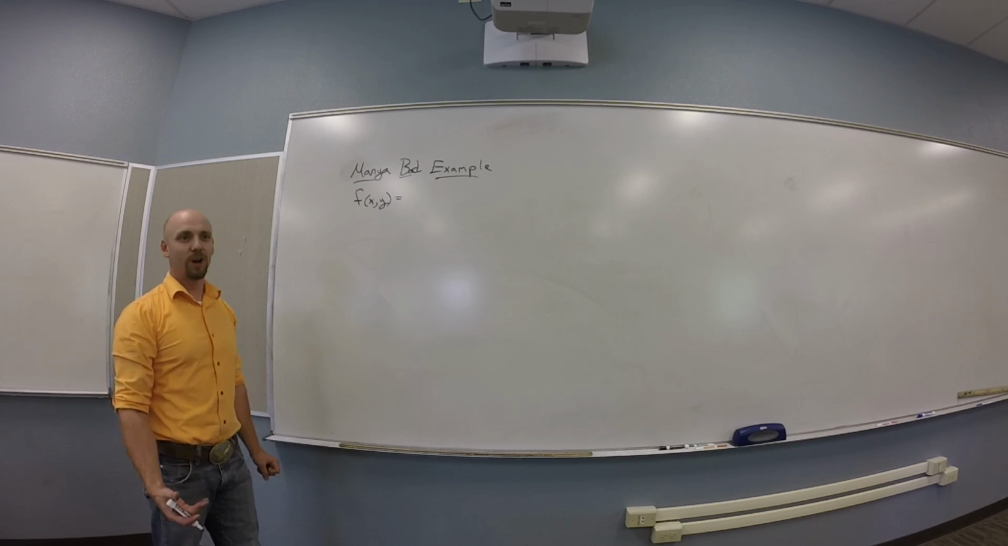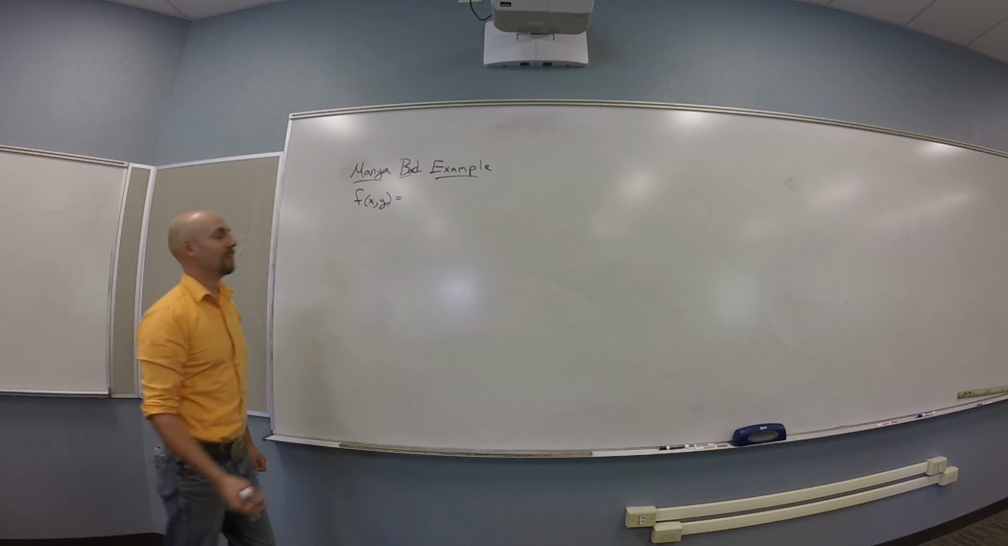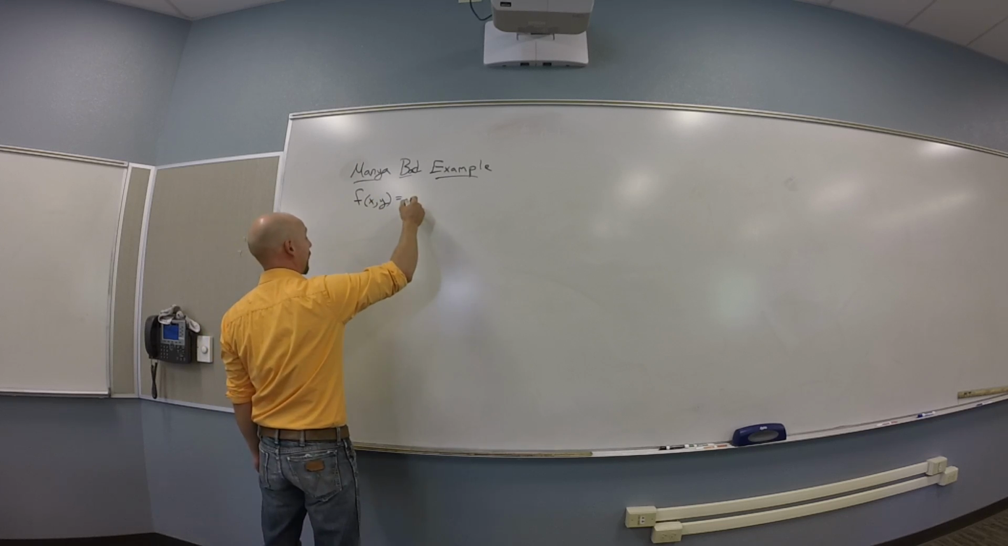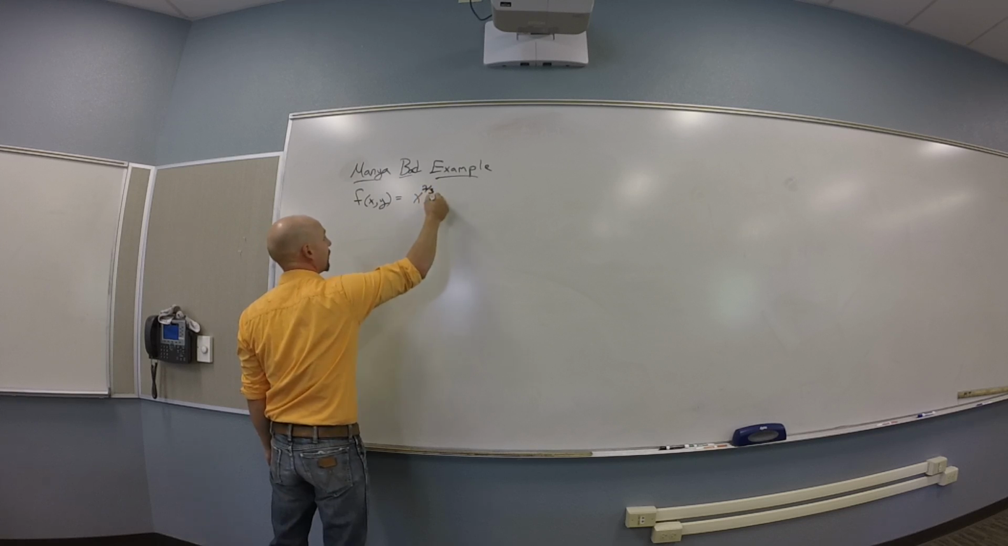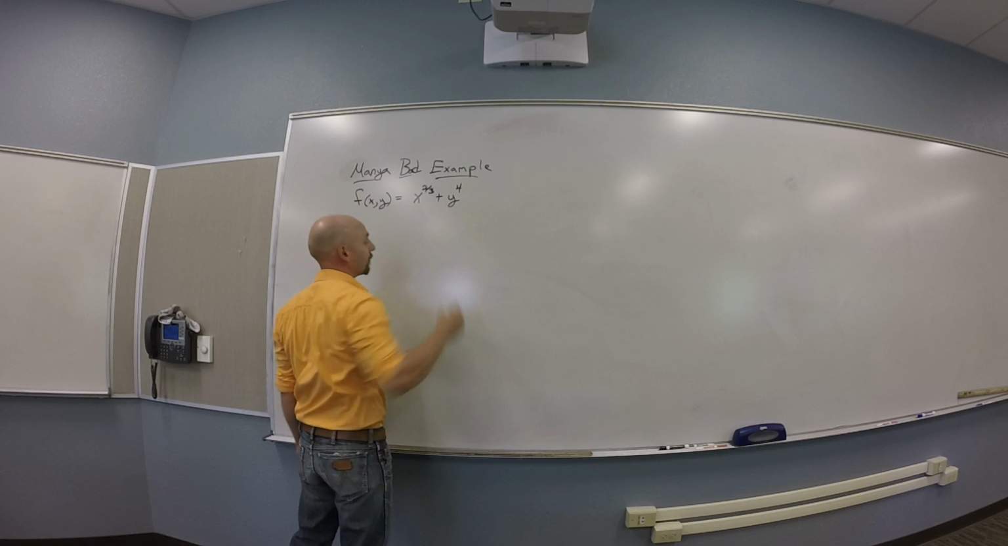You guys recognize the cone is an absolute value function, right? It's just the absolute value of the radius. Okay, so let me make up a slightly better but not too much better example. So let's do x to the 2/3 plus y to the 4th or something.